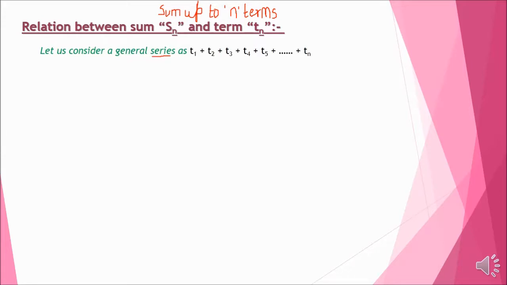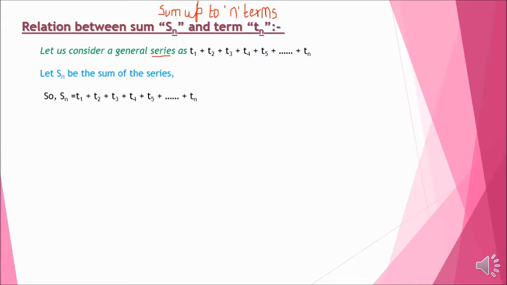So let Sn be the sum of the series. This Sn is the sum of the entire series, up to n terms, which can be written as Sn is equal to T1 plus T2 plus T3 plus T4 plus T5, and other terms, up to Tn.